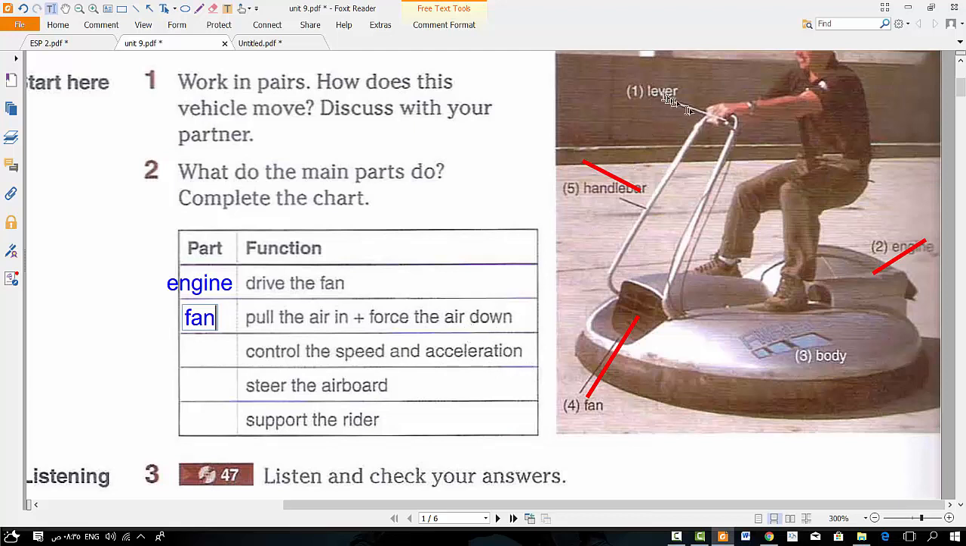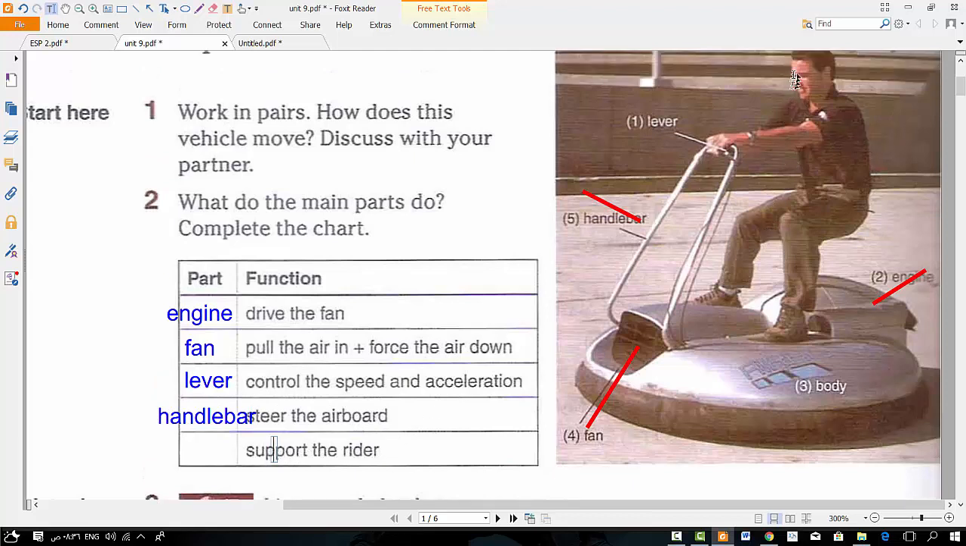This is the lever. Okay, this one. Steer the airboat. يوجه the airboat. يتحكم في اتجاهها. Steer. This is the handlebar. Okay, the last one, support the rider. This is the rider. Support the rider. Which part? The body.